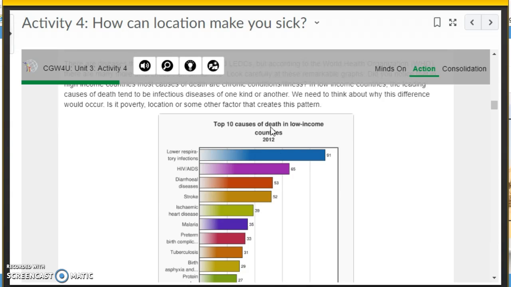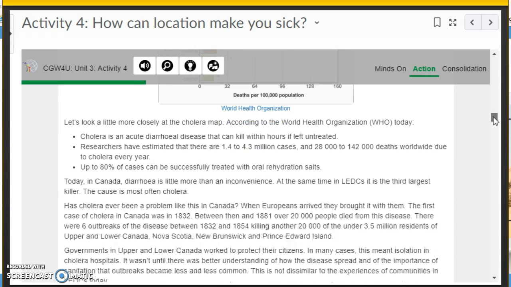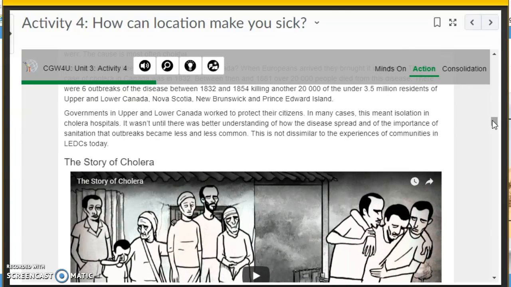So these top 10 causes of death in low-income countries, did these ever affect countries that are higher income, such as Canada? And what they delve into is a bit of history here. As we were growing as a country in Canada's history, some of these issues also were problematic for us. What is the difference in Canada? Why is cholera, for example, that they use here, no longer a huge issue in Canada, and why does it continue to be an issue in lesser developed countries?